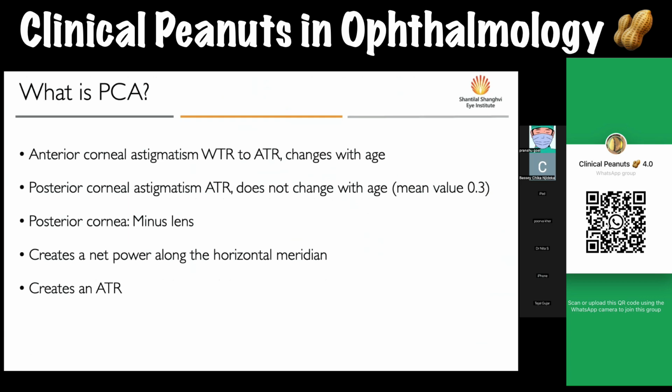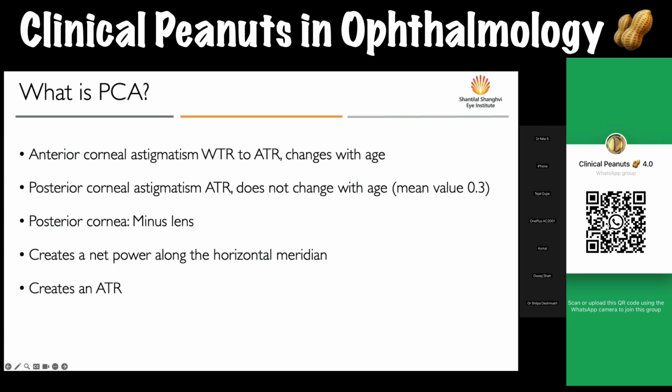PCA is basically posterior corneal astigmatism. It's something that everyone has heard about and is talking about when it comes to toric IOL power calculation, because failure to include the posterior corneal curvature can result in some amount of refractive surprise for both the doctor and the patient. Everyone assumed that the power of the cornea that we were measuring on the anterior surface was the total power of the cornea.